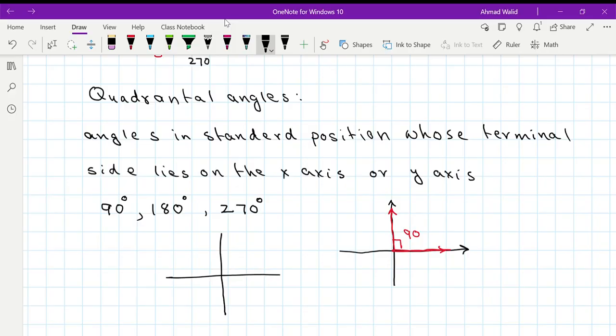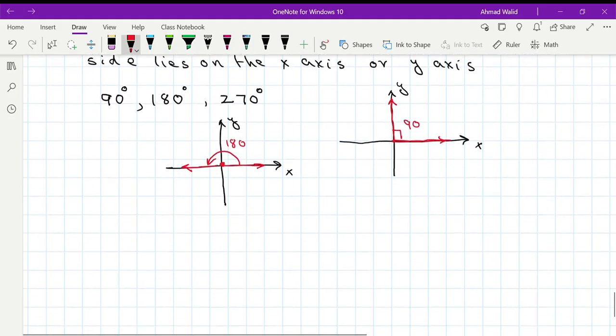You see, this is the x, y plane. Again, the initial side lies on the x-axis. The terminal side also lies on the x-axis. This one gives you 180 degrees. Correct? And you see your angle is still in a standard position because the vertex is the origin of the coordinate system. Correct?